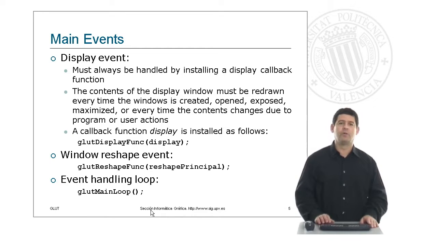Other events are window reshape events, and those are handled by a callback that is installed using the GLOT reshape function. Finally, in order to handle events at the end of the main program, you're going to be calling the event handling loop, which is invoked by a function called GLOT main loop.